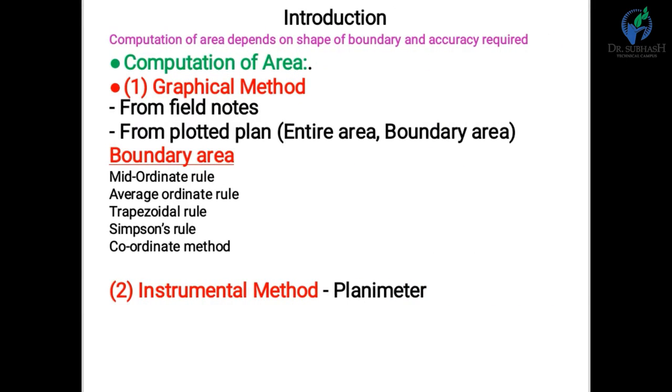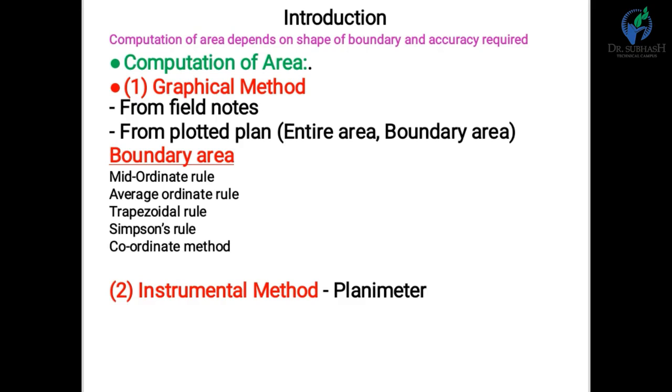Next, we can move to the different types of methods for calculation of areas. The first method is the graphical method and the second method is the instrumental method. There are 2 to 3 types of methods for calculation of area using graphical methods, from field notes and from the plotted plan. If you want to find the area of a boundary, there are another 4 to 5 methods: mid-ordinate rule, average ordinate rule, trapezoidal rule, Simpson rule, and coordinate method.